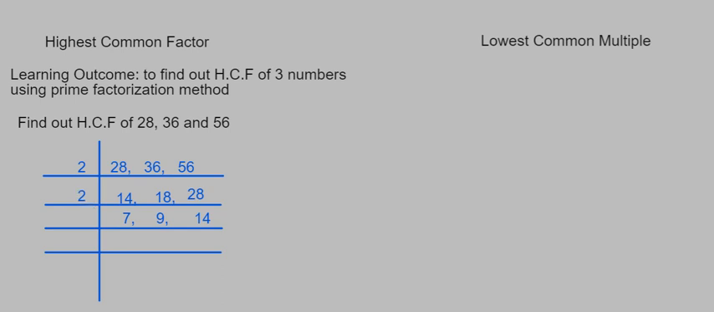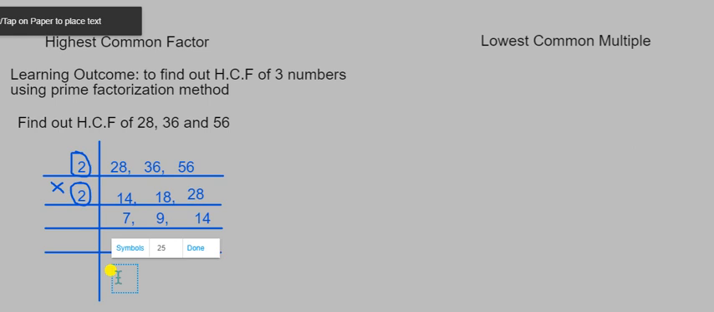Now we will go and check our common factors. We have only two factors over here, 2 and 2. It means we will multiply both of them to find out highest common factor of 28, 36 and 56. 2 multiplied by 2, or the product of 2 and 2, is 4. It means we are done with our work.